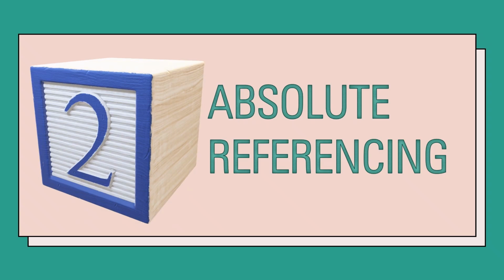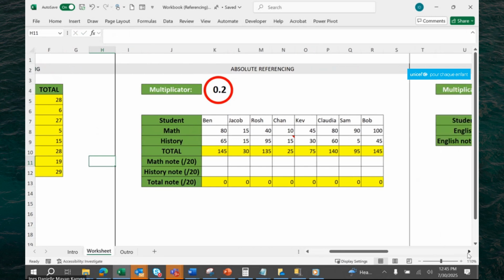Sometimes you want a reference to stay fixed no matter where you copy the formula. For example, we want to calculate the final notes of the students using this multiplicator in cell K4 circled in red. Let's do the note times the multiplicator. We have the note on 20 for the first student. Now let's drag to have the note on 20 for the other students. We have a 0, which is a wrong result.